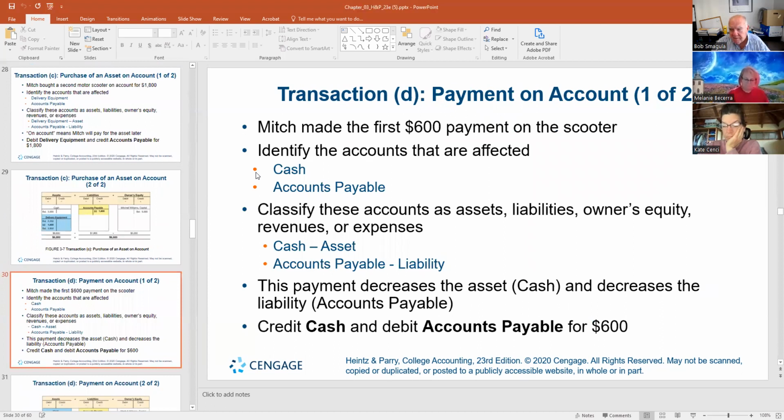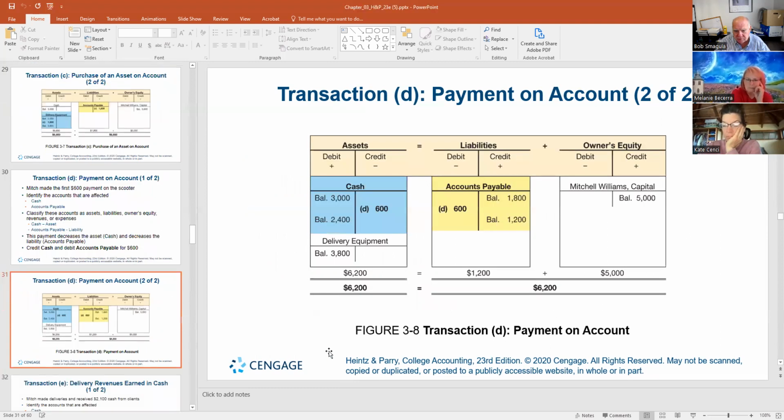Payment on account. Mitch paid the first $600 on the scooter. What accounts are going to be affected? Cash and accounts payable. And they're both going to go down, right? Cash is going to go down because we're spending the money. And our bill to the vendor is going to go down by $600. Therefore, we're going to debit accounts payable to reduce it and credit cash to reduce cash. And there we go. We now have a balance left of 1,200 in AP, and the cash numbers moving up and down as we go along.